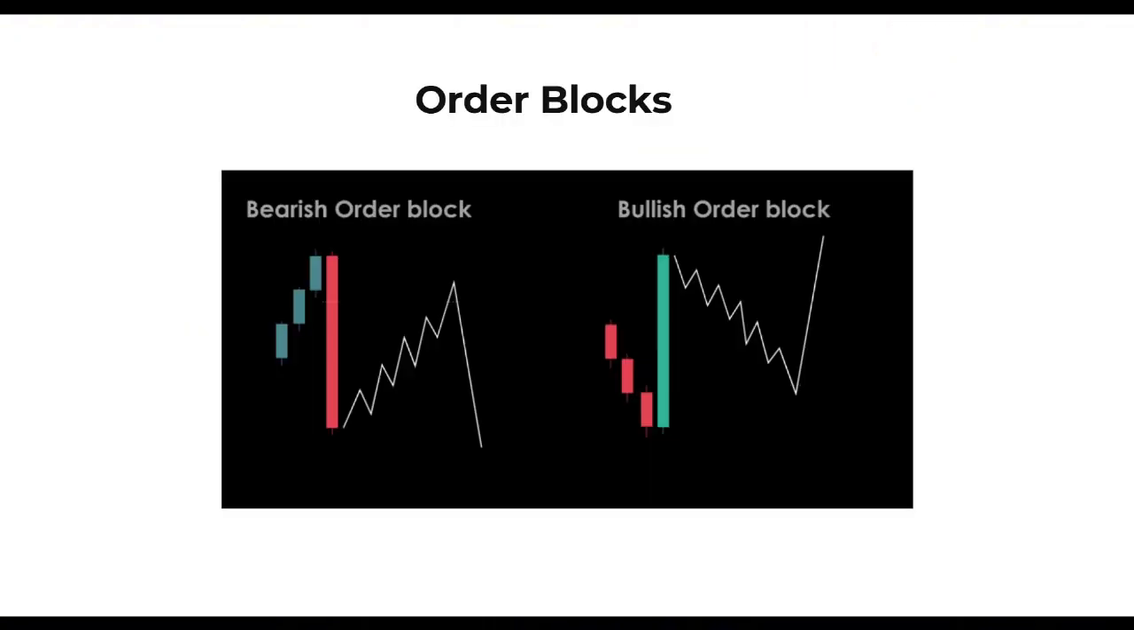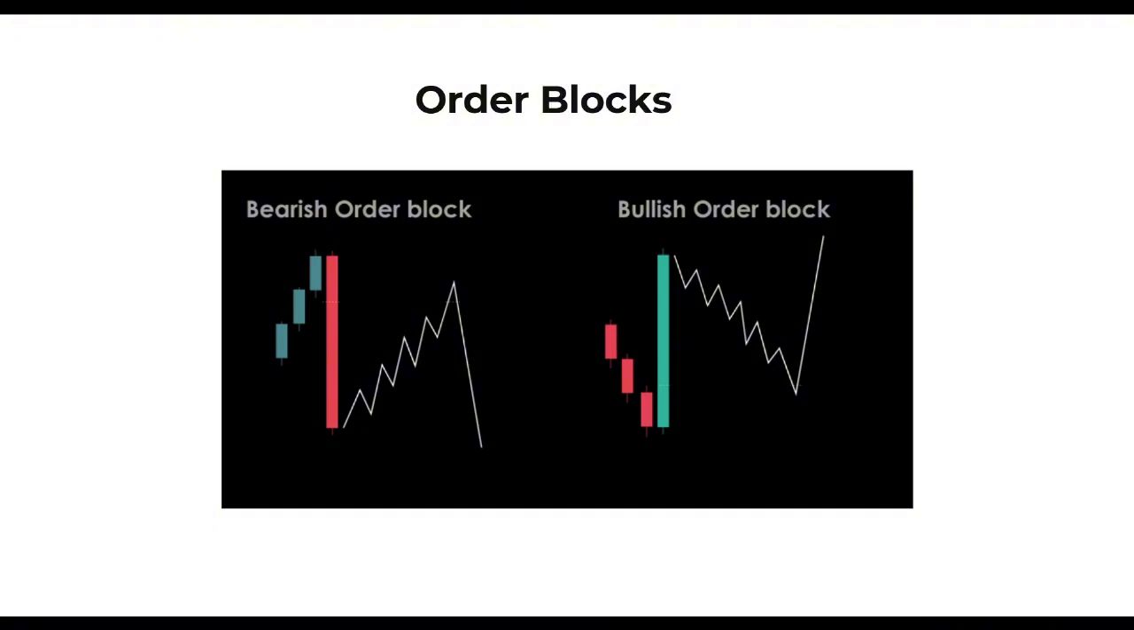Now, what are breaker blocks? To understand breaker blocks, you first need to know what an order block is. And to understand what an order block is, we first need to understand what support and resistance is. Support and resistance are basically areas in the market where price tends to have trouble breaking through. Support acts like a floor, while resistance acts like a ceiling.